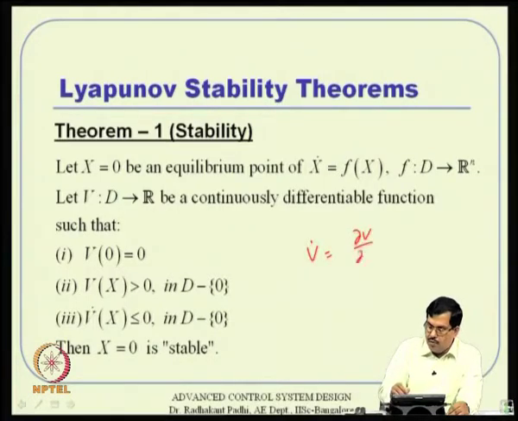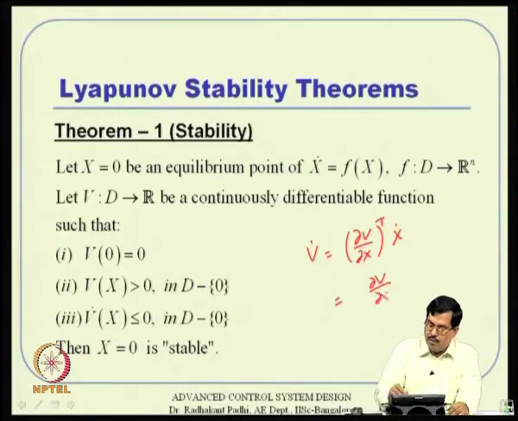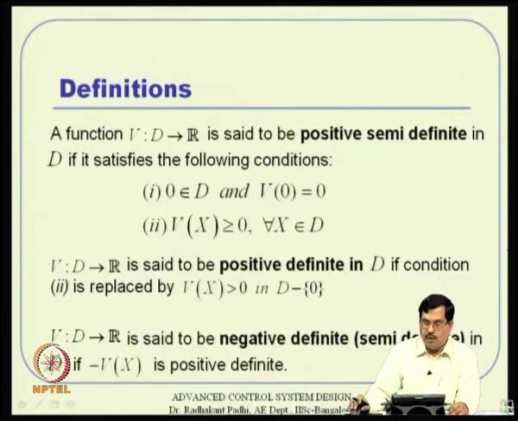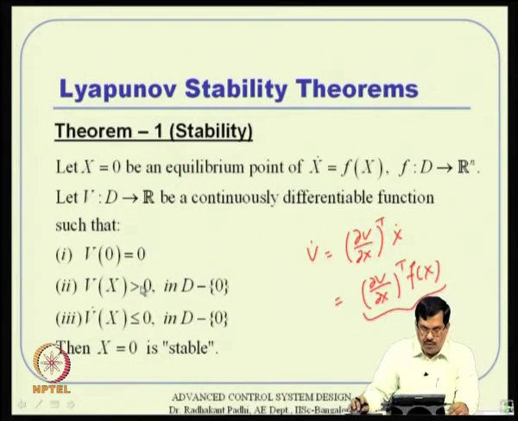So, we will compute del V by del x, this is a vector now, because V is scalar and x is a vector, then transpose times x dot, that is by chain rule actually. And this is nothing but del V by del x transpose times x dot, which is nothing but f of x. So, we will end up with again a function which is purely a function of x. So, that function we have to analyze actually. Okay. And remember this V of x is something that we choose.